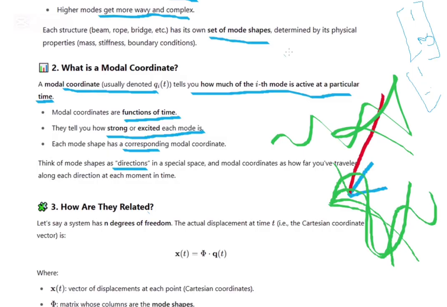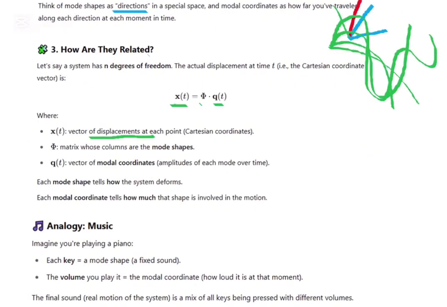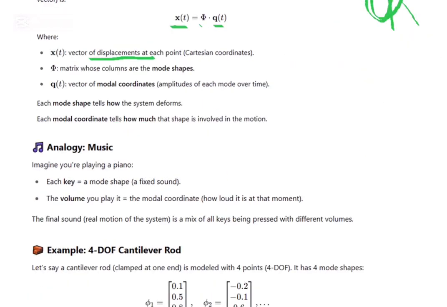Okay, so let's say the system has n degrees of freedom. The actual displacement at time t, we can say as Cartesian coordinate x of t. This is the Cartesian coordinate, this is the mode shape, and this is the modal coordinate. X is the vector of displacement at each point. As we have seen with the cantilever, the free end is moving more, so that displacement is more, and near the fixed end the displacement is less. So at each point, the displacement we can express in terms of Cartesian coordinates. And the modal matrix holds the mode shapes, and the modal coordinates show the amplitude of each mode over time, how each mode is behaving.